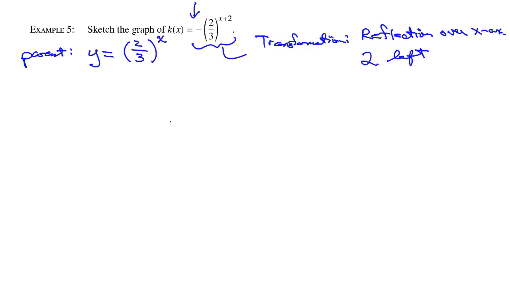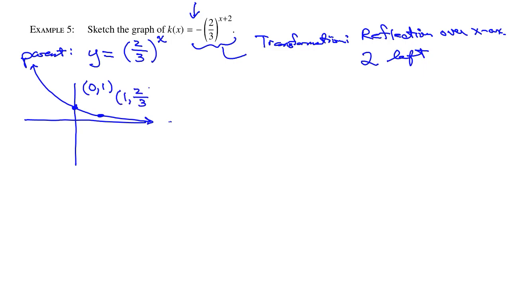Let's go ahead and sketch the parent function. Since 2/3 lies between 0 and 1, we know it's the decreasing exponential. The parent function goes through 0, 1, 1 comma 2/3, and negative 1 comma 3/2.